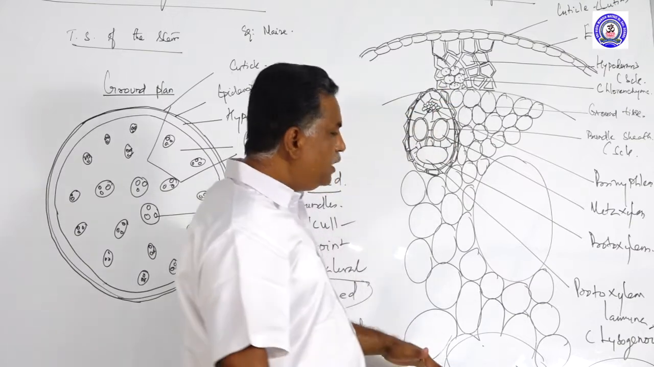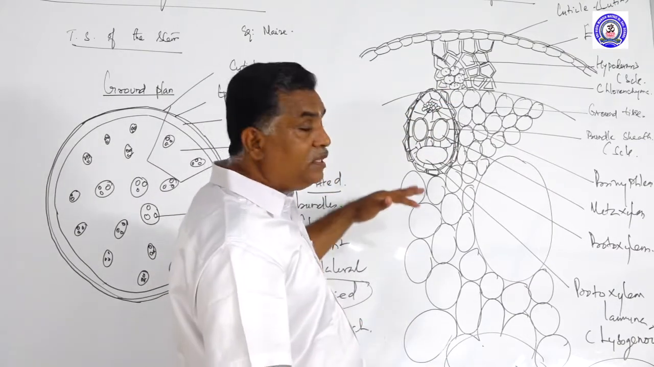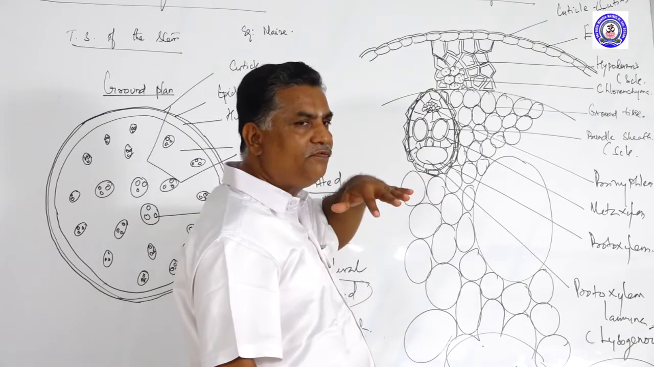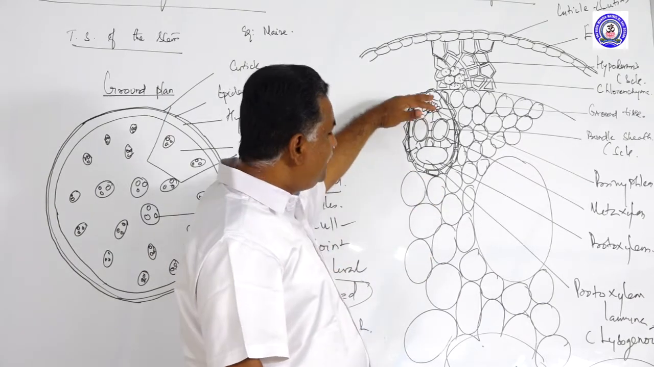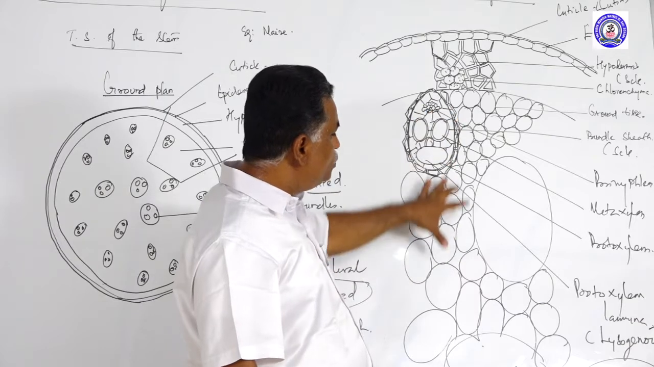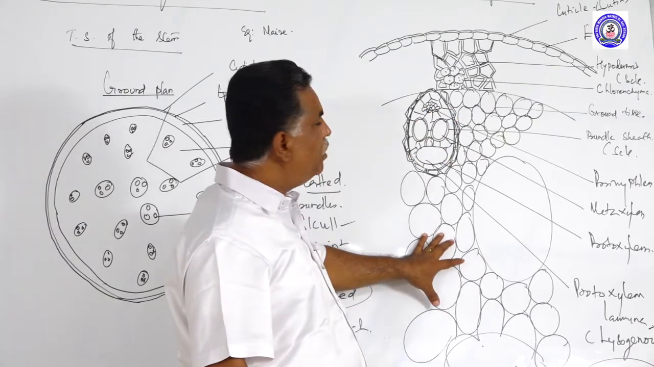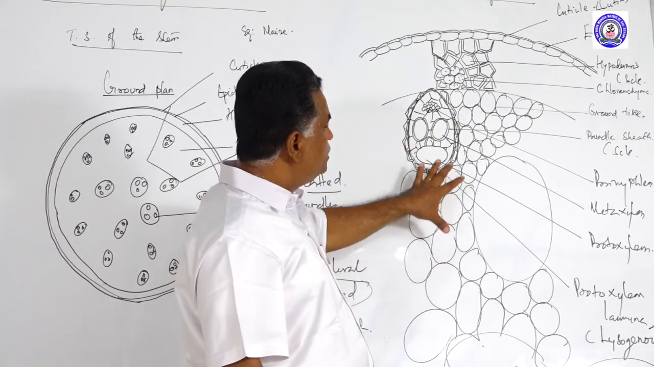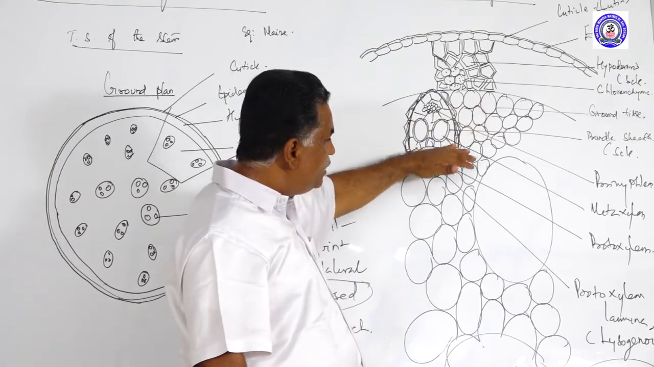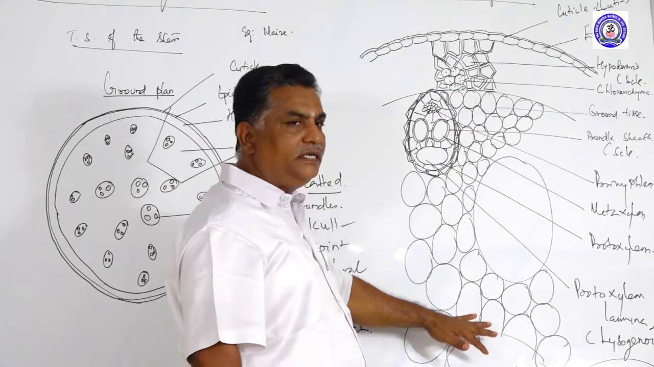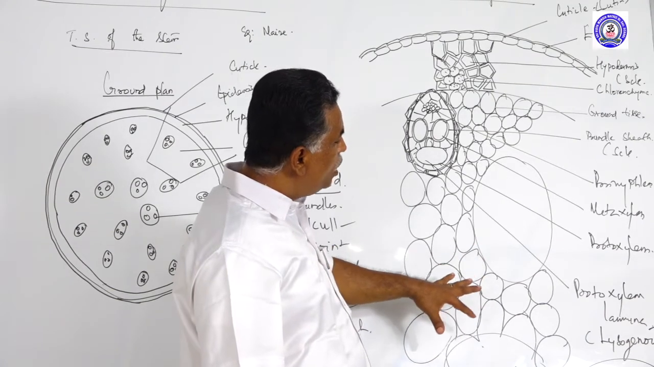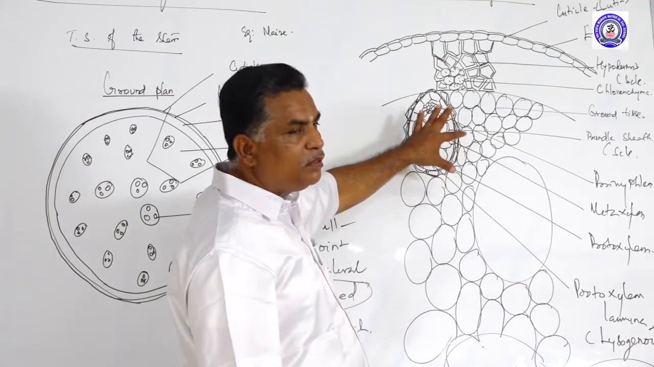The next zone we should actually call the cortex, but such a difference between cortex and pith is not found here. The entire structure is called ground tissue. The ground tissue is made up of homogeneous tissue, that is parenchyma. The parenchyma cells are smaller in size at the periphery. Gradually they are becoming bigger towards the center, and the cells of the ground tissue are bigger at the center, smaller at the periphery.